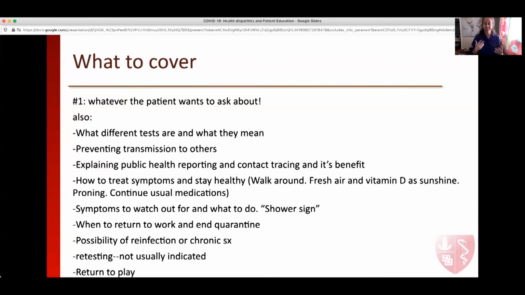Retesting, usually not indicated. A lot of people will ask you if they need to be retested. We know some people will be positive for months and not be contagious.